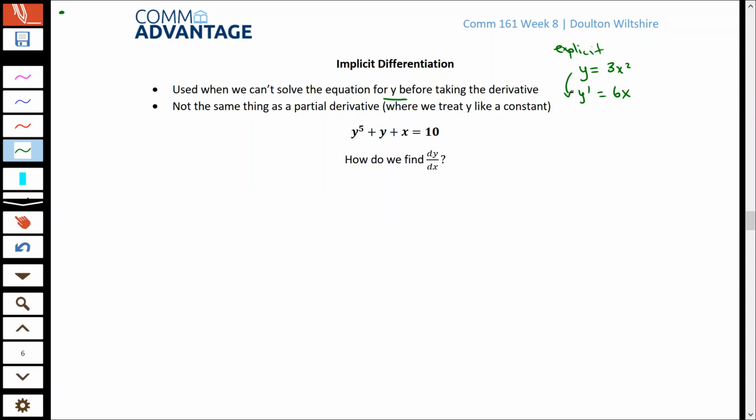And since we're actually taking the derivative with respect to x, we could apply that on the right-hand side as well. So this is not the same thing as a partial derivative, which you're going to look at later on. But we're looking at equations like the one we have here, where I've got this y to the 5 plus y plus x is equal to 10. This is an equation that I can't really rearrange to have y equals, and it's asking us to find dy dx. So if it's asking us to find dy dx, there's a couple of things coming into play here.